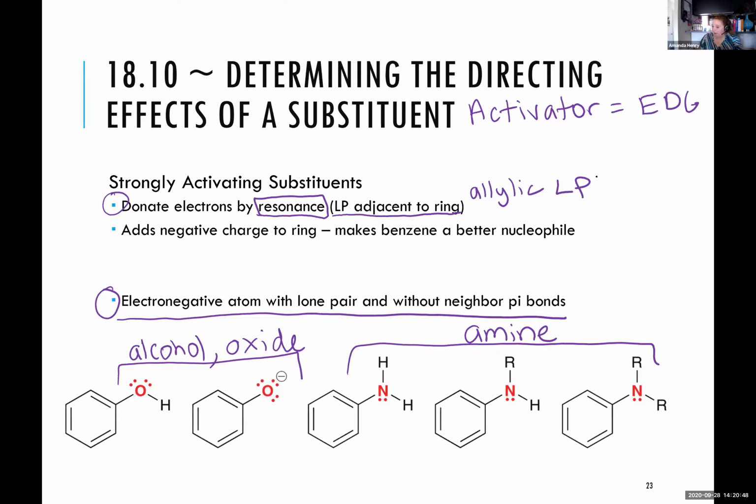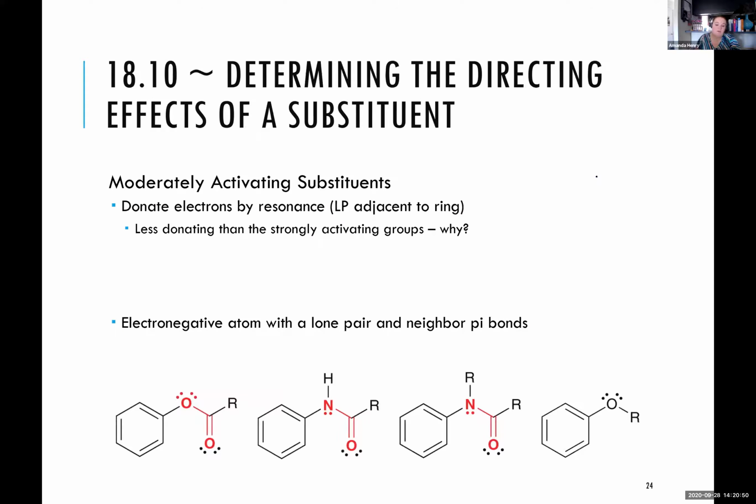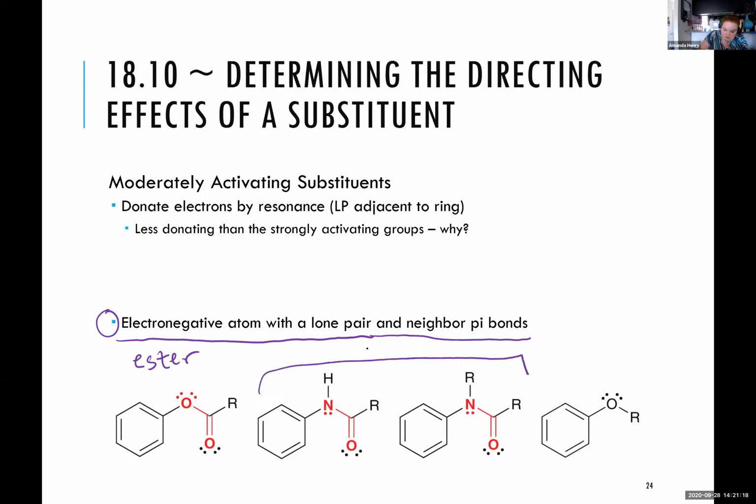All right, next on the list then are the moderate activators. So these are still electron donating groups. They just don't donate as well as our strong activators. Again, we have an electronegative atom with a lone pair next to the ring and a neighboring pi bond. So we have esters, we have amides.